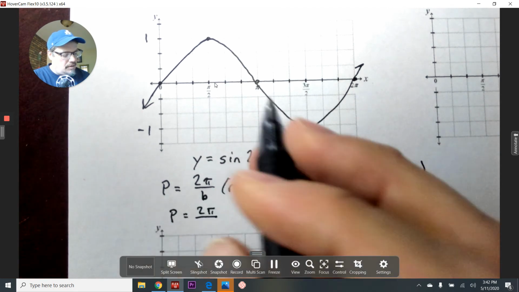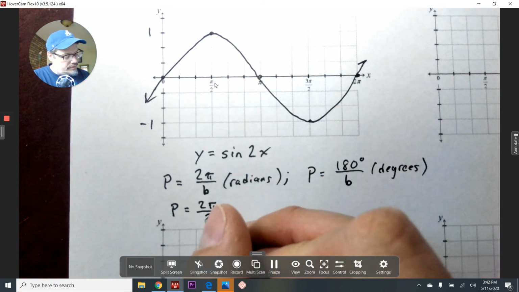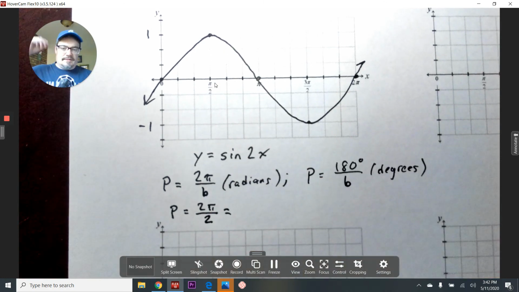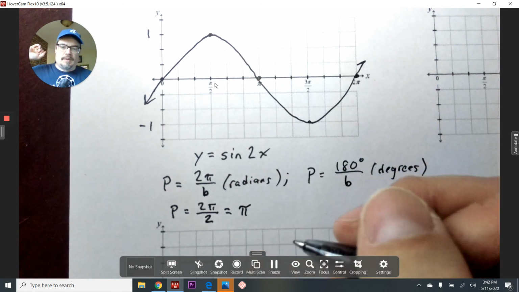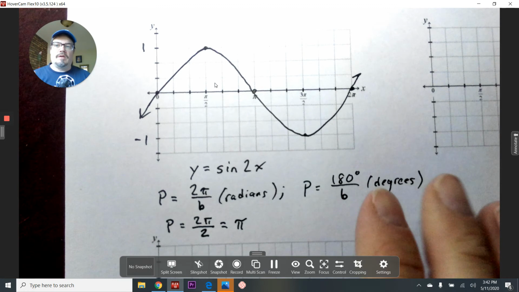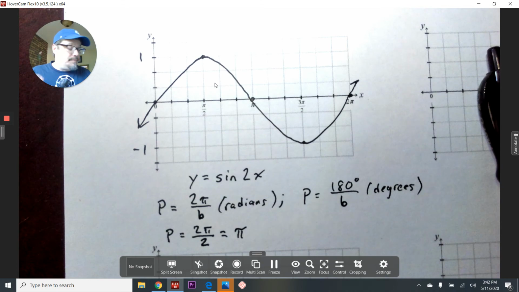Now, b is located right here. It is the 2. So I'm going to put over 2. Now, watch what happens as the 2's cancel out. We find that the period is actually pi. So this means that sine no longer goes from 0 to 2 pi to complete a full cycle. What it does is it cuts that in half. It's actually going to squeeze in and complete a full cycle from 0 to pi. So that's going to change.